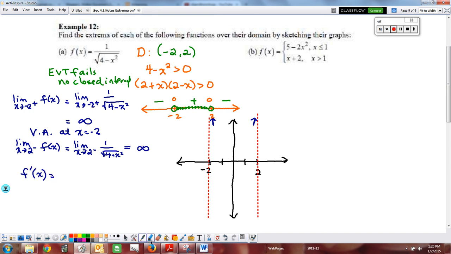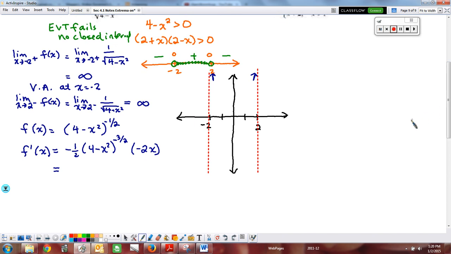Maybe before I find f prime of x, we want to rewrite f of x into a nicer form to take the derivative, so I don't have to use the quotient rule. I'm going to write it as 4 minus x squared to the -1/2, so that way I can use the chain rule to find my derivative. So f prime of x is -1/2, 4 minus x squared, subtract 1, to the -3/2, times the chain rule, the derivative of the inside, -2x.